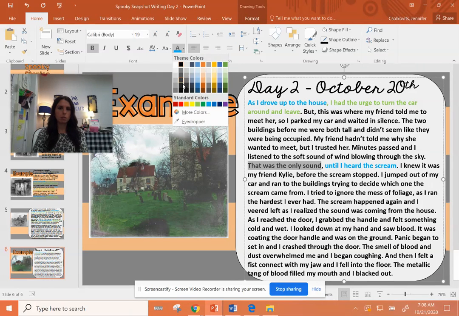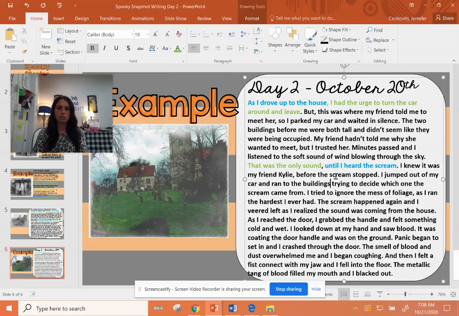That was the only sound would be my independent clause. I also like that she didn't just say, like, I hear the scream. I hear the wind. I hear it blowing. So it's all just embedded into here.